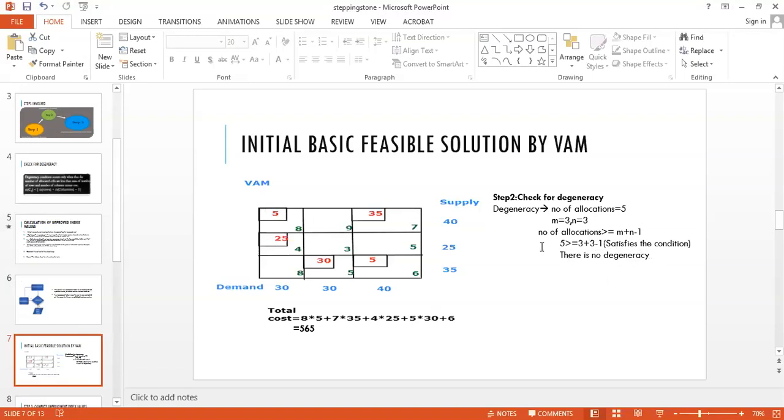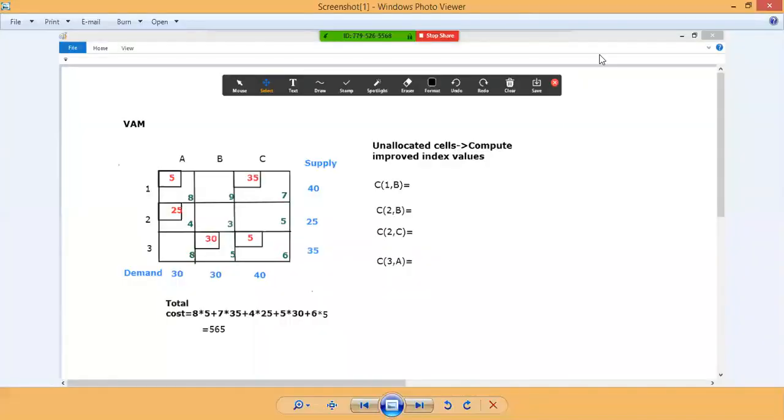Hence, in this problem there is no degeneracy. So now the first step, the initial basic feasible solution, is done, and the second step, checking degeneracy, is also done. Now we have to compute the improvement index values. The last step in the stepping stone method is to compute the improvement index values.